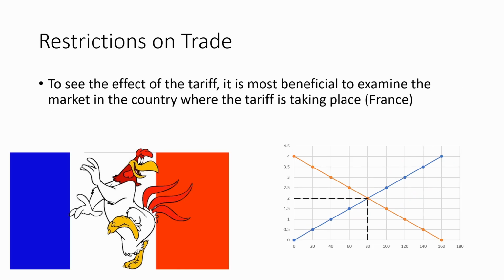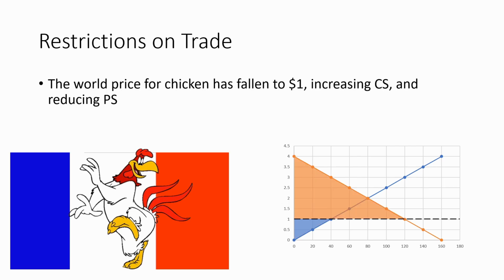due to the increased supply of chicken. So let's take a look at France in particular, who went ahead and went forward with a tariff to benefit chicken farmers in their own country. So in France, the world price of chicken had fallen to $1. So the consumers in France were enjoying this decrease in the price of chicken, and many consumers in France were enjoying more chicken at the price of $1. But the producers of chicken in France were getting a lot less producer surplus. Okay, so they want to increase the price of chicken so they can collect more producer surplus.